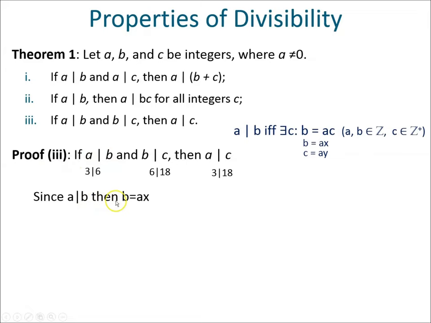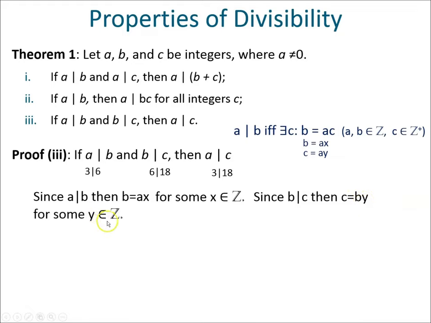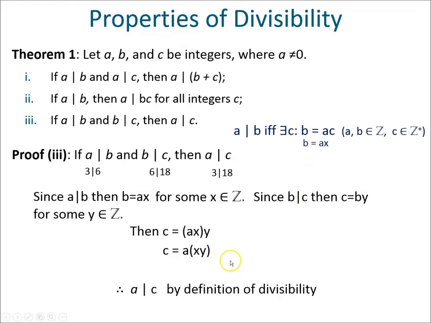Since A divides B, based on this definition, we can say B equals AX for some X that is an element of integers. Since B divides C, by the definition, C equals B times Y for some Y that is an element of integers. By substitution, we can say C equals AXY, and we can reorder them, and this has the format we are looking for by divisibility. Therefore, we can say A divides C by the definition of divisibility.